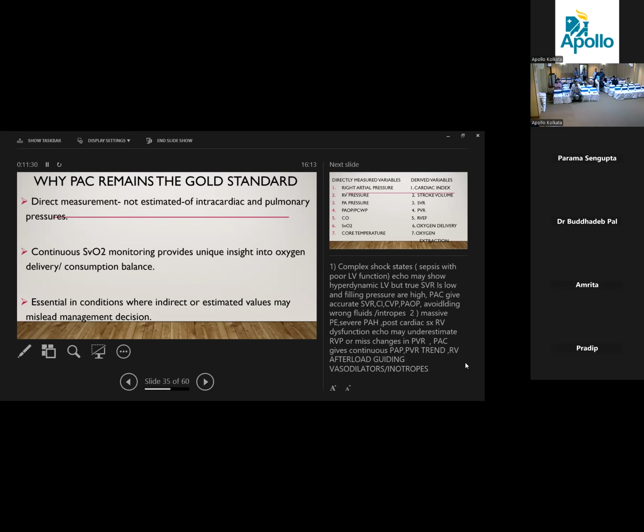Why does PAC remain the gold standard? It measures direct intracardiac and pulmonary pressure. Continuous mixed venous oxygen monitoring provides unique insight into the oxygen delivery and consumption balance, essential in conditions where indirect or estimated values may mislead management decisions. For example, in a patient with sepsis with poor LV function, echo may show a hyperdynamic LV, but the true SVR is low and filling pressures are high. PAC use gives accurate SVR, cardiac index, CVP, and pulmonary artery occlusion pressure.